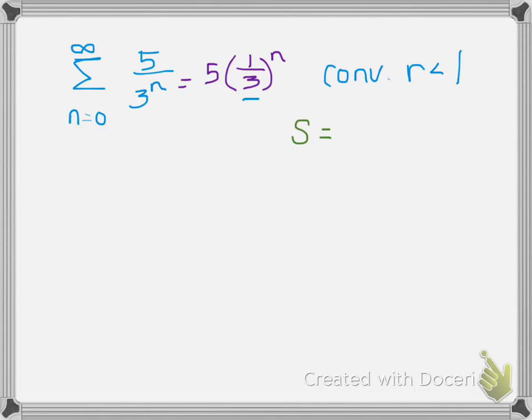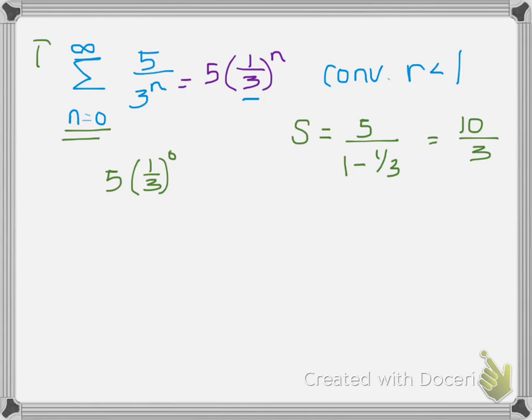I need to know the first term. For the first term, I look at the bottom to figure out if I have a 0 or 1. Sometimes I have a 0, sometimes I have a 1, or something else. You just have to look at it. I'm going to plug a 0 into that, so I get 5 times a third to the 0. So my first term is 5. And then my r is a third, so 5 over 1 minus a third. So this particular series converges, and it converges to 10 thirds.